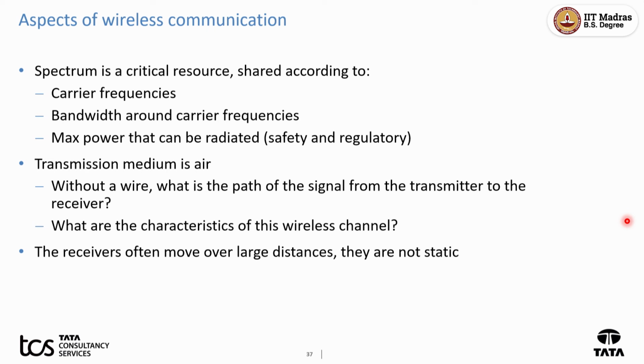The other point about wireless is the transmission medium is air. We will go through very quickly. Without a wire, what do you mean by path? If I know a wire is there, signal flows through that. What happens when there is no wire? Answer is everywhere. It is all over the place. We will find out what those characteristics are, and of course, in this case receivers move. Your mobile, that is the whole point, it is called a mobile, no point sitting in one place.